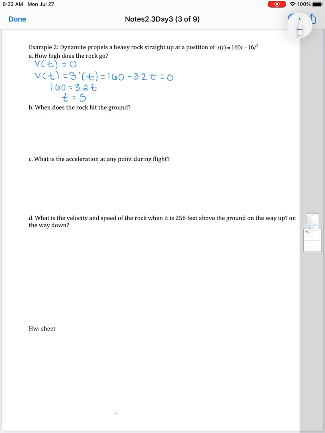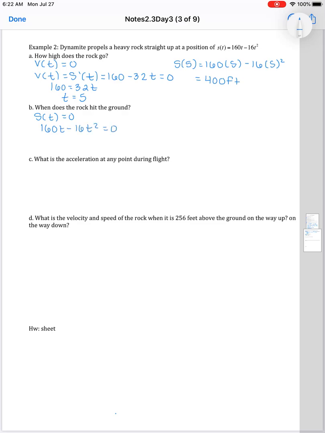Well, at that highest most point, we know that the velocity is going to change. So we know that v of t is going to be 0 at that top point. V of t we know is the first derivative of position. So we get 160 minus 32t, and we set that equal to 0. So we get 160 equals 32t, so t comes out to being 5. So it takes 5 seconds for that rock to get up to the highest most point.